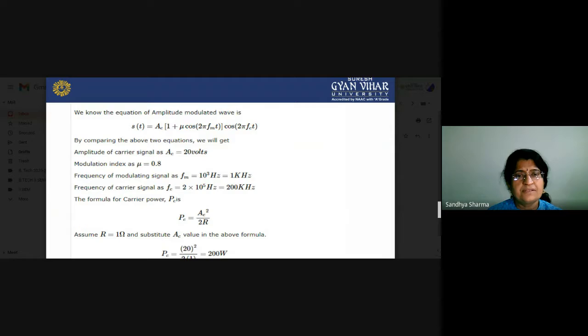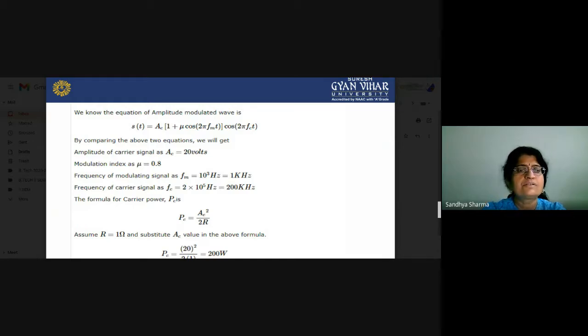So by comparing the two equations, we find the carrier amplitude Ac is equal to 20 volts. The modulation index mu is equal to 0.8. The modulating signal frequency fm is equal to 1000 hertz, and the frequency of the carrier signal is fc equal to 2 into 10 to the power 5. So we can also calculate our carrier signal frequency.